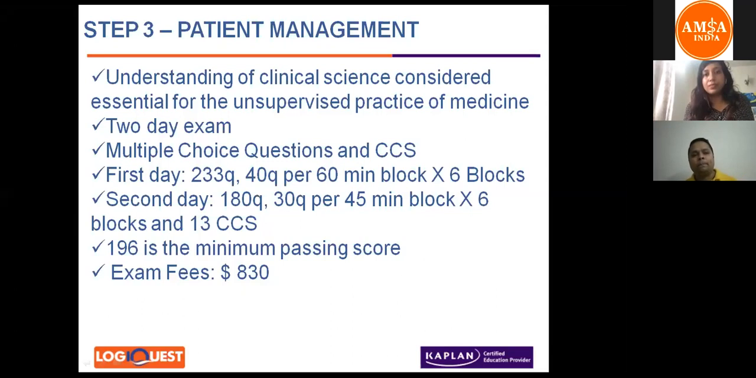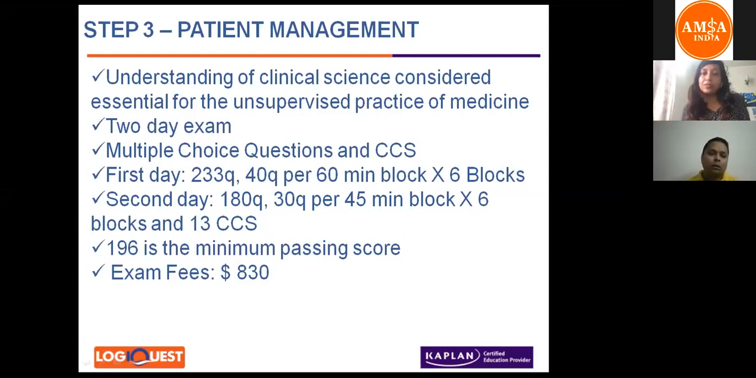Now, the Step 3 exam, unlike what we have seen so far in Step 2 CK and Step 1, where it's an 8 hours exam and a 9 hours exam, in Step 3 it's a 2 days examination. So it's all about rapport building, or patient management, doctor-patient management. That's what Step 3 deals with. It's all about the unsupervised practice of medicine. So it's all by yourself. It is a 2 days examination.